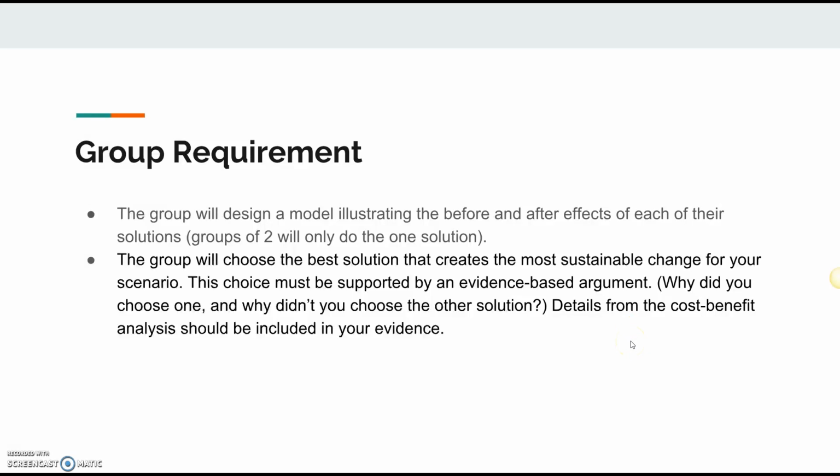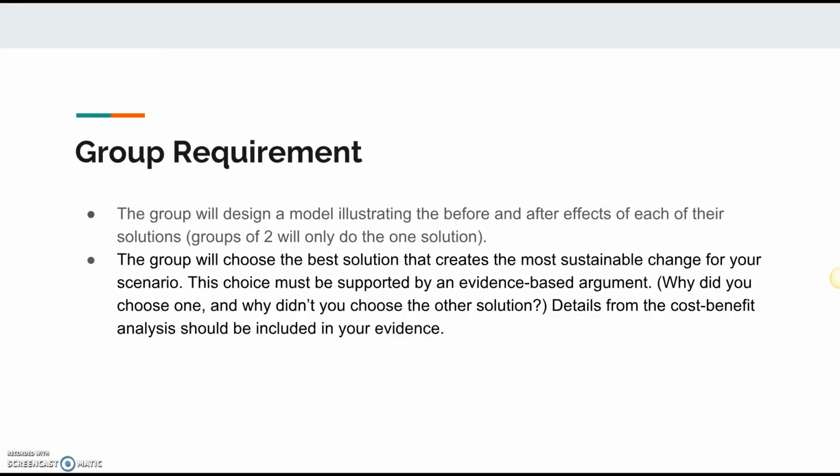Then in your group requirement, after you've done that individual portion, the group is going to design a model that's going to show the before and after effects of the two solutions. So if you have two solutions, you should have each solution as a group. You're going to look at the before effects, and then the after effects based on that cost benefit analysis. Like, what do you think is going to happen? And then from that, you're going to narrow it down to one final solution. And that final solution is going to create the most sustainable change for your scenario.